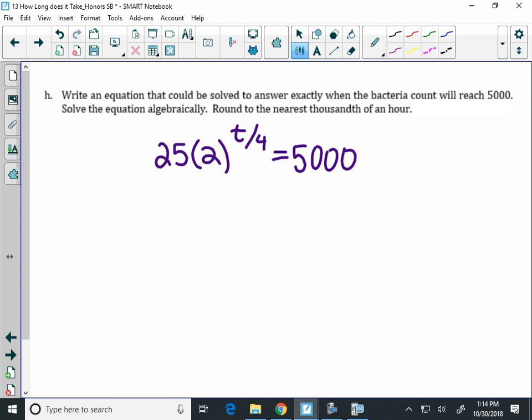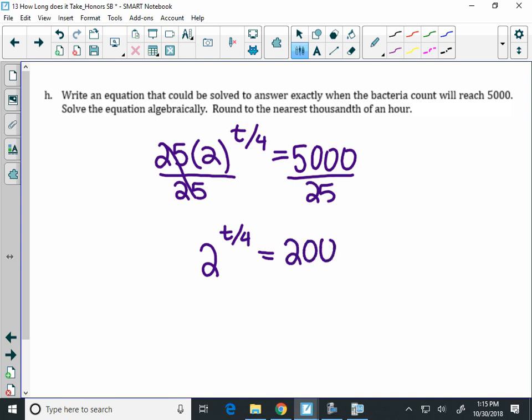Now we are going to solve for t. We have the tools now to figure that out. So what would you do first here? What would you do on your quiz today if you saw this? Divide by 25. So we're going to divide both sides by 25. And we'll get 2 to the t over 4 power equals, what's 5,000 divided by 25? 200. 200 is right.